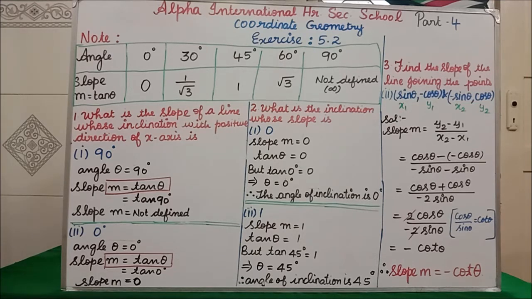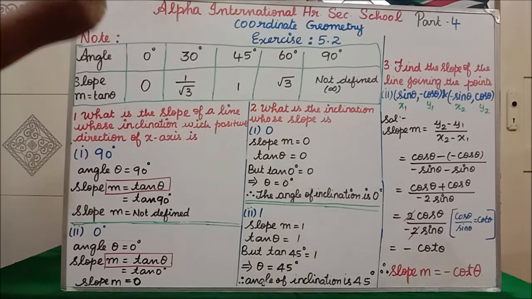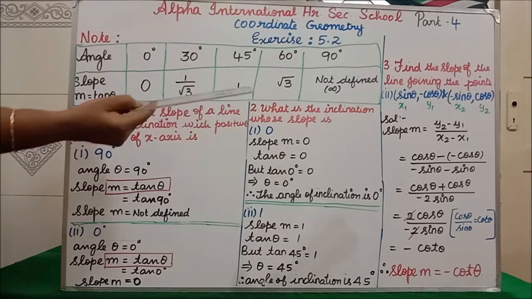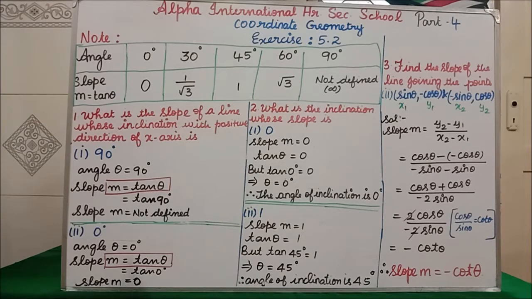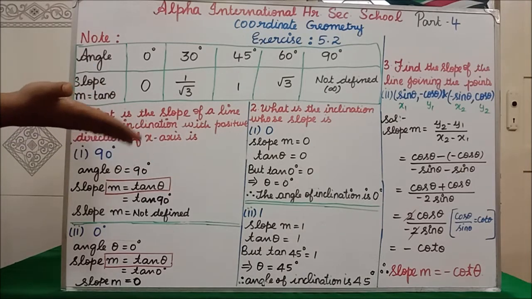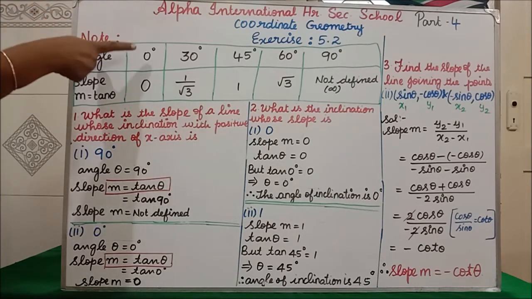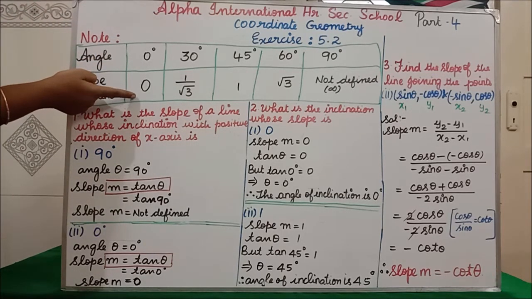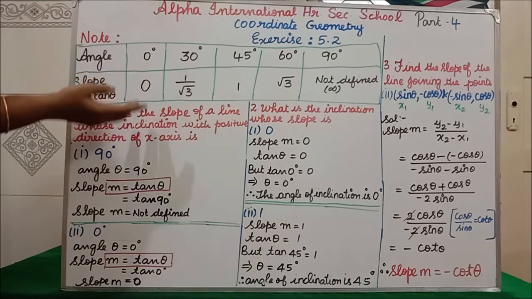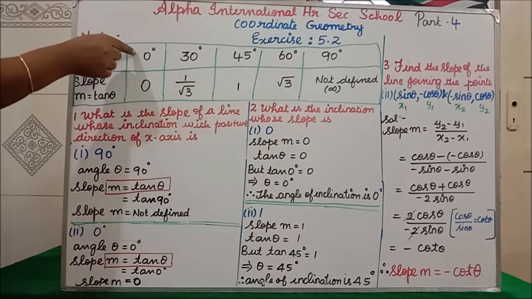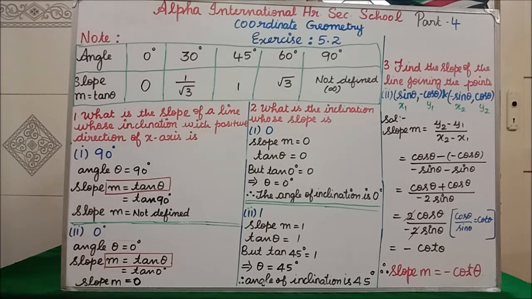Clear? Now, in the second question, what they are asking is, what is the inclination whose slope is given? Which means they have given the slope. They are asking the inclination. Inclination means they are asking the angle. Clear? Now we are going to the second question. In the first question, they gave this and we found this as the answer. In the second question, they give this and we are finding this as the answer. Clear the difference between the first question and second question?